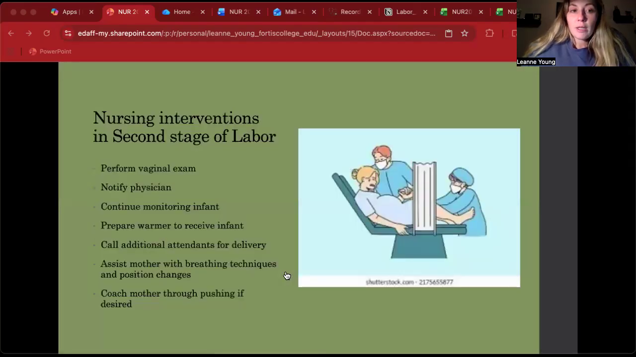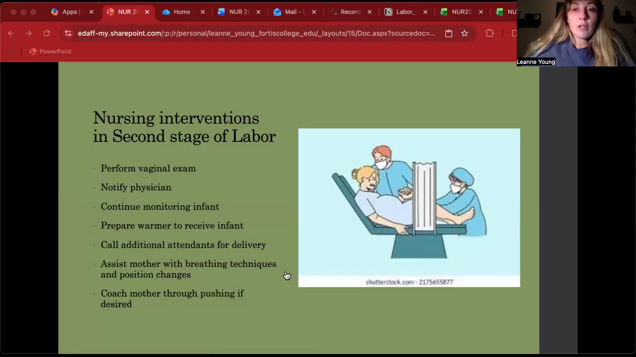What do we do in the second stage of labor? We're obviously going to check her. We're going to make sure that that cervix is completely gone. If her cervix is not completely gone, she's not ready to push. If we push on a cervix, we run the risk of having a cervical tear or a cervical laceration, which is extremely dangerous and can cause a lot of bleeding.